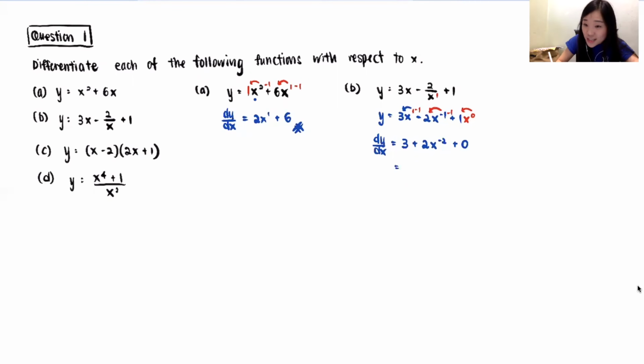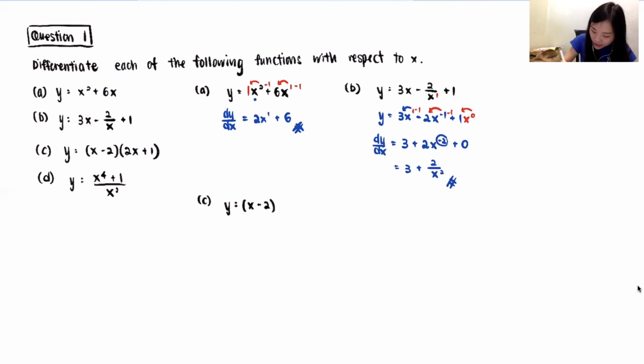So what is my final answer? Don't stop here. Remember, make your power negative disappear by bringing them back down. Remember, don't bring the 2 down because the 2 doesn't have power negative. So only the x got power negative. Just bring the x down and ta-da! This is the answer. Can? I think can. Let's go on to C.